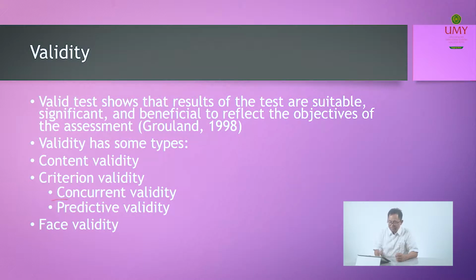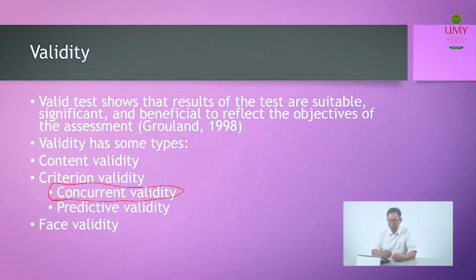In concurrent validity, if your test produces a good result, this also reflects that your student possesses higher competence. So this is concurrent. If your test can produce such a thing, where a higher test score represents the competence of the student, it means that your test has the characteristic of concurrent validity. Next one, about predictive validity.